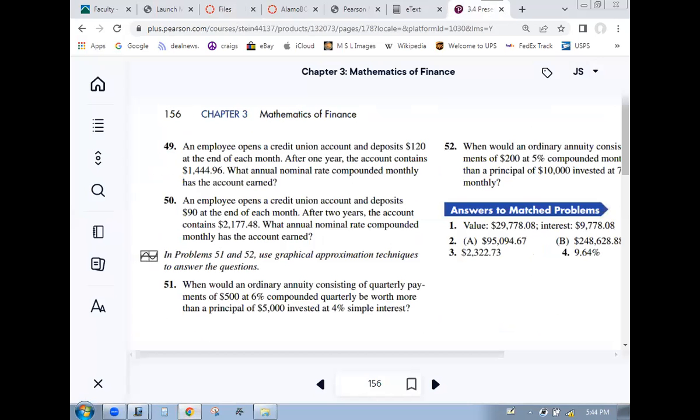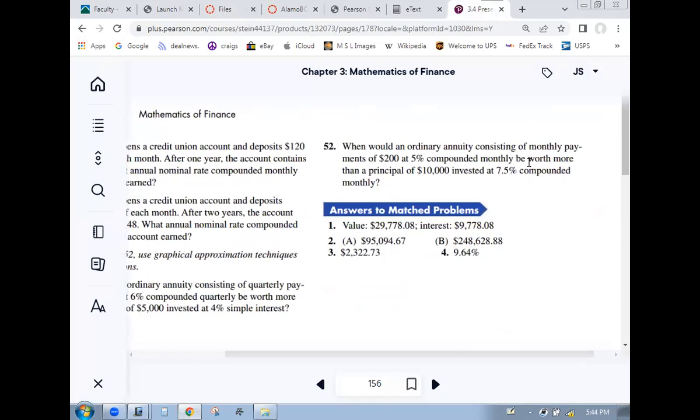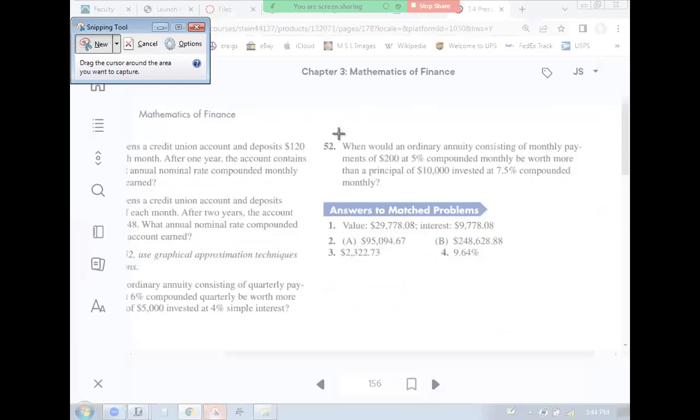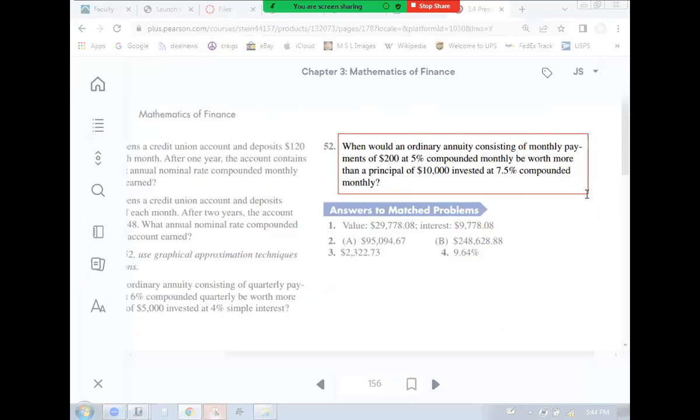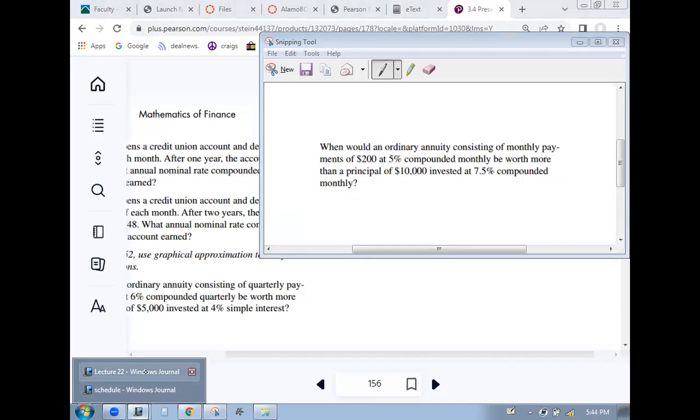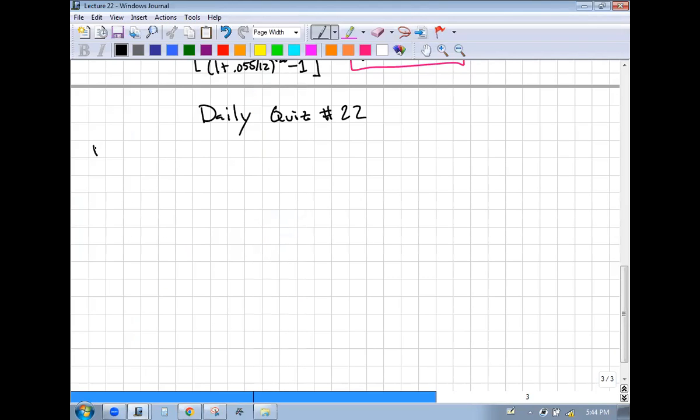All right, let's pick a problem or two. Let's see. Look at 52 here. So here's an ordinary annuity problem, but we have to solve for the time. Oh wait, this one might suck. Which one was it?